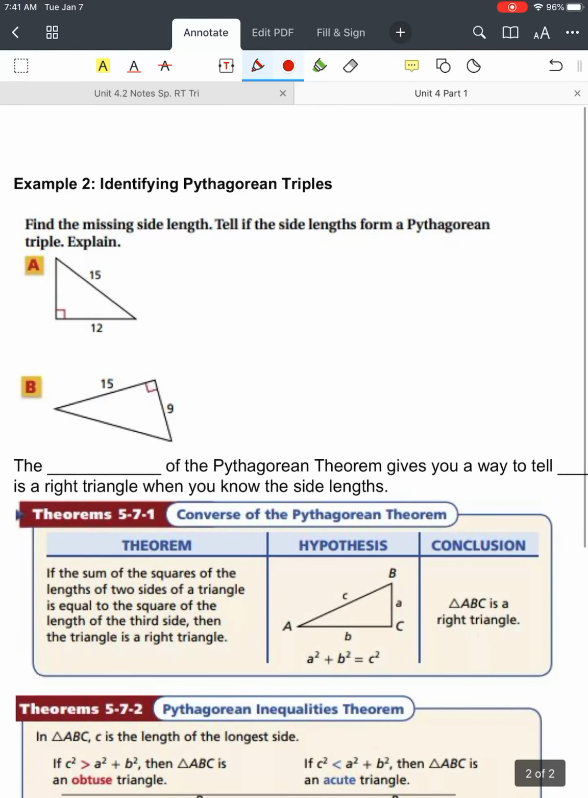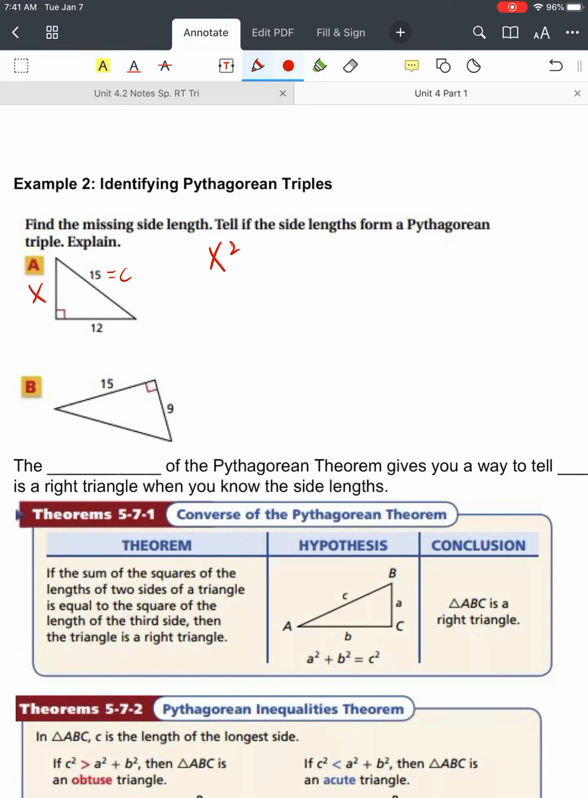Onto the back page. We're going to use that idea of Pythagorean triples and the Pythagorean theorem to decide if there's a Pythagorean triple happening in the given example. There's a missing side length, we'll just call that x for right now. Then I'm going to decide which side is going to be my c. Since 15 is across from the right angle, I'm going to call that my hypotenuse, c.